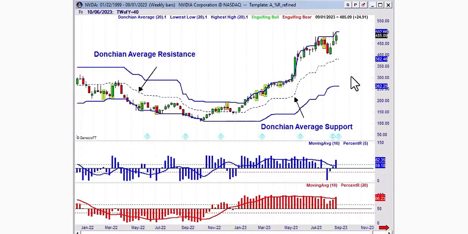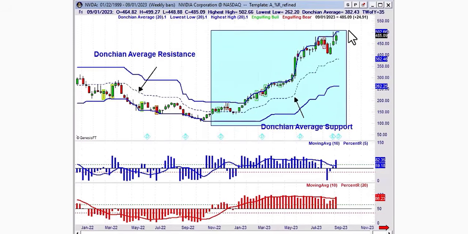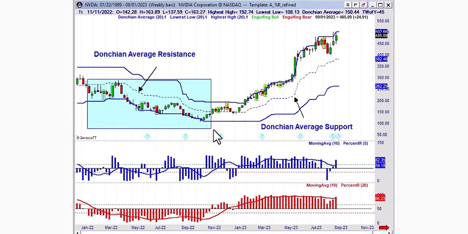Okay, so how specifically do I use this tool, the Donchian channel? Very simply, I use it as a quick visual to identify what the trend of a market is. For example, if we see prices above the Donchian average, which is the dashed line in the middle, then I look at that and say, okay, we have an upward trending market. Conversely, if price action is below the Donchian average, then I interpret the trend as down.